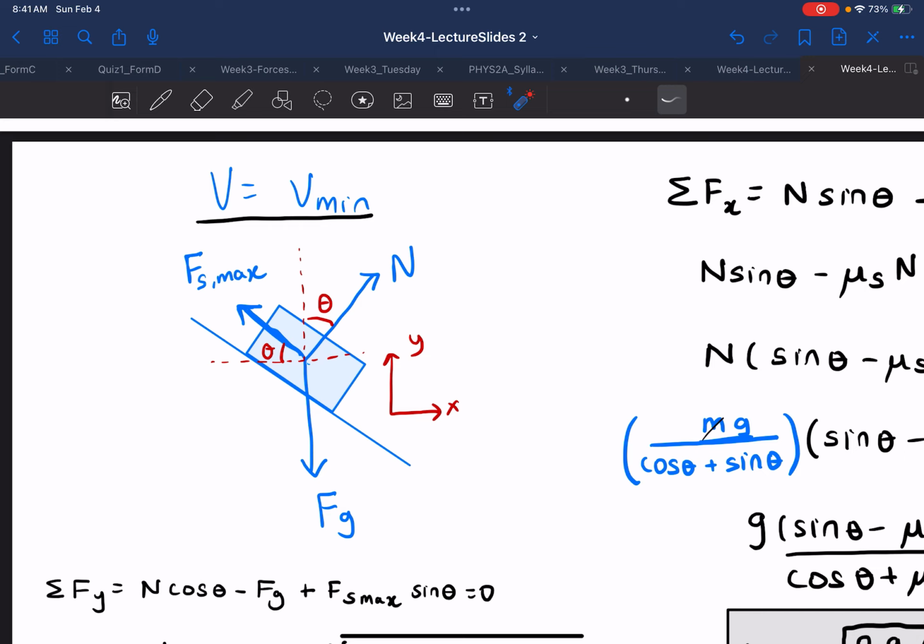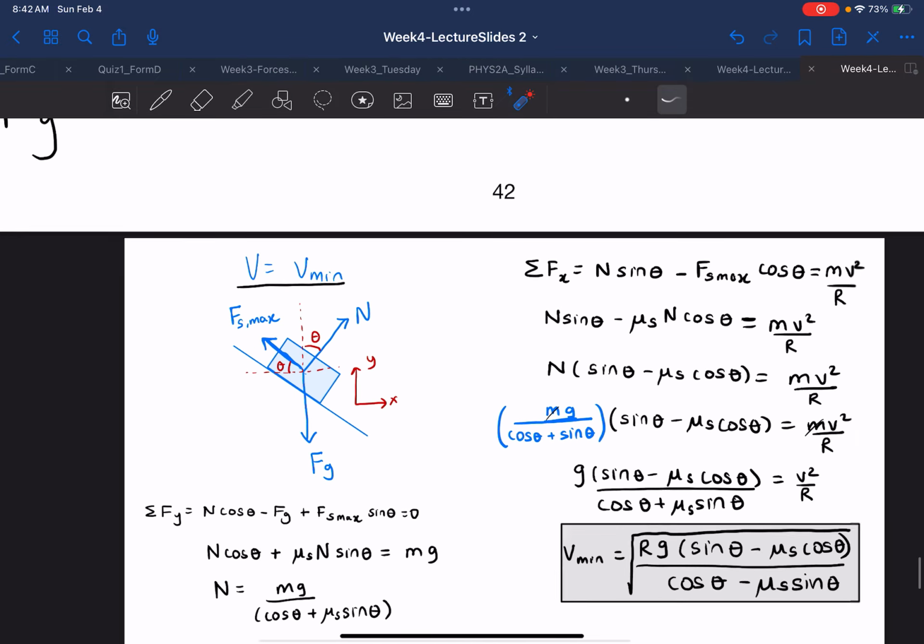So to do the V min calculation, we have our free body diagram like we did in the previous slide, and we're taking the XY coordinate system to be horizontal and vertical because the centripetal acceleration is solely in the horizontal direction, so we want to make use of that. The normal force makes an angle of theta with the vertical axis, and the force of static friction makes an angle of theta with the horizontal axis. So we can calculate each of the components.